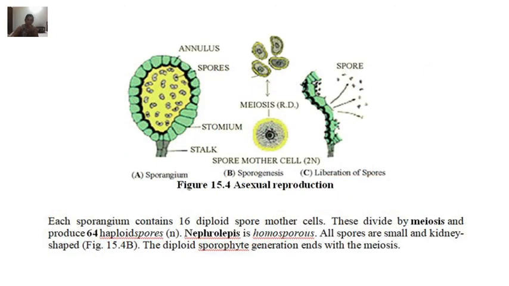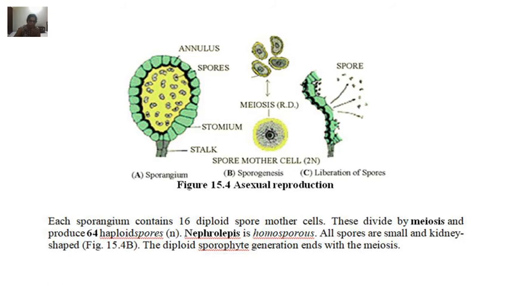So in this diagram we can see the annulus. Inside the annulus the spores are developed, and when the spore mother cells go for meiosis, they will produce the spores.